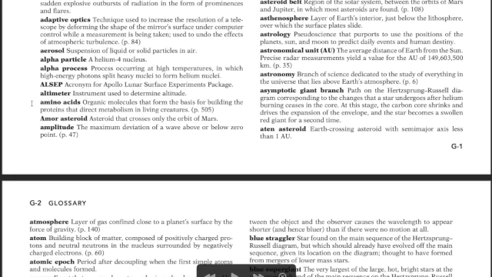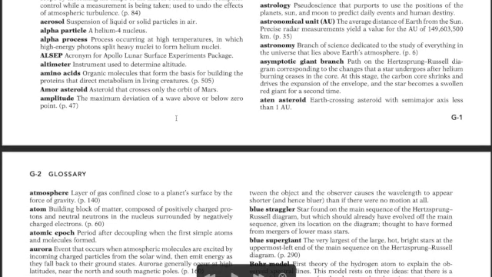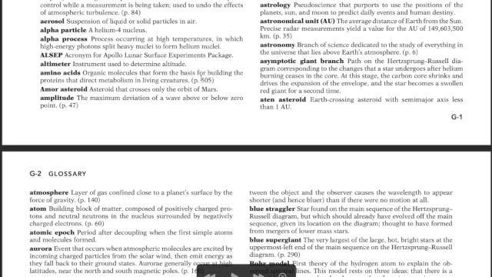Altimeter is the instrument used to determine altitude. We on Earth use a barometer also. Okay. Amino acids are the organic molecules that form the basis of building the proteins that direct metabolism in living creatures.